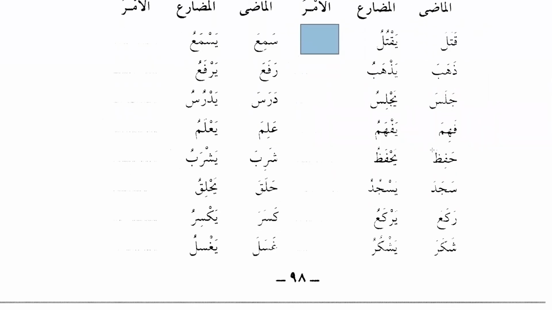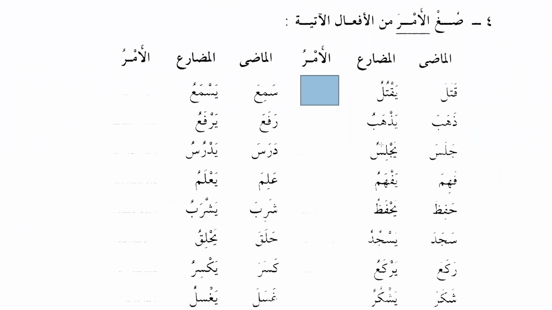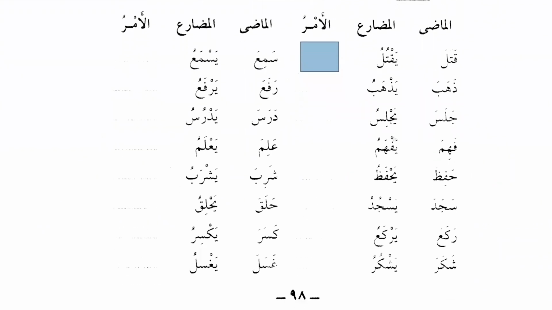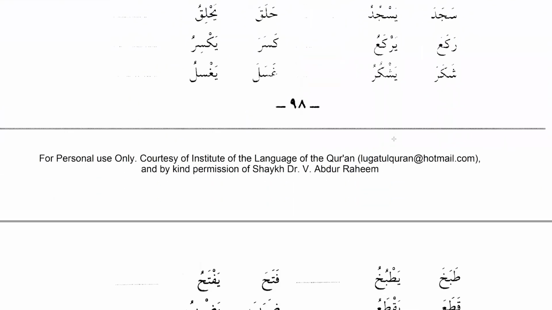So guys, you've got the blueprint now. You've got the madi, you've got the mudari'. You now have the tools to make any amr from these types of verbs. And that's what you guys have to do. Just go through that and make the command for each. You've got a bunch of verbs here to keep you busy.